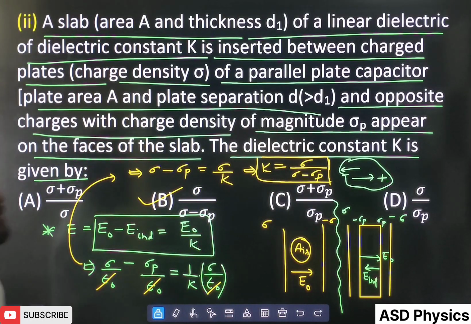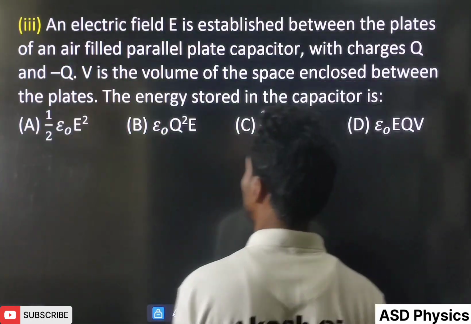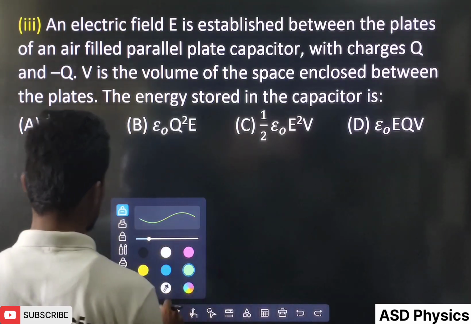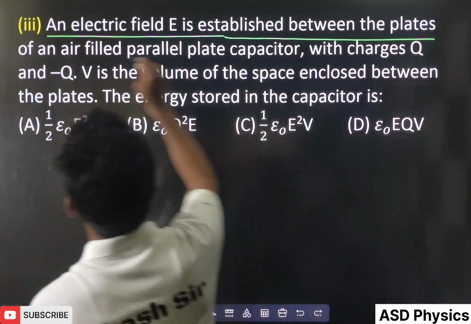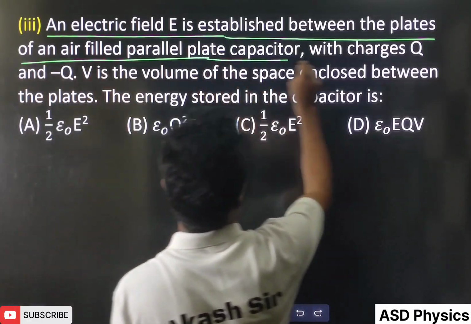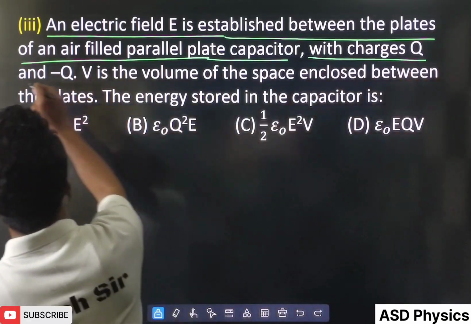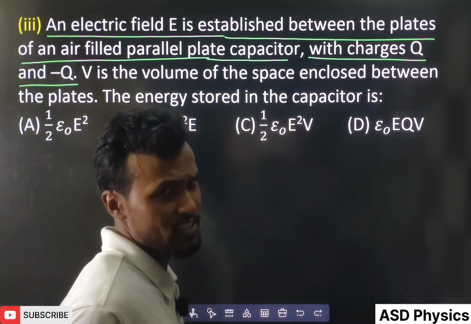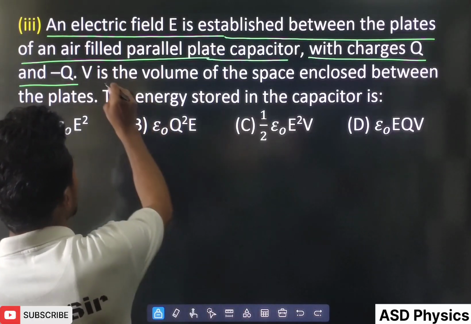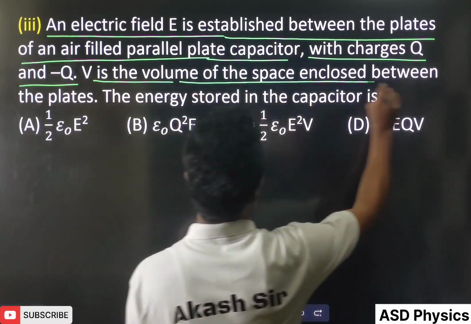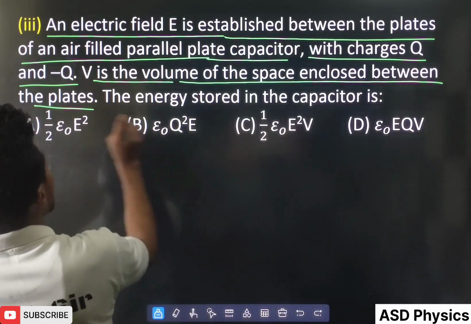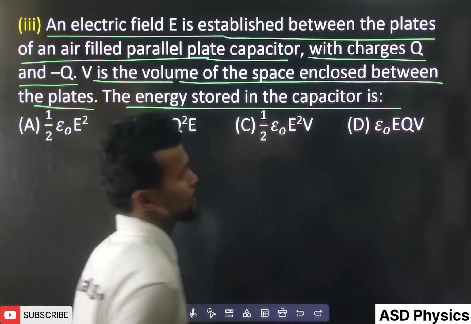Okay, great. Now students, let's move to the next question. This is a direct question. What is the question? An electric field is established between the plates of an air-filled parallel plate capacitor with charge Q and minus Q. One plate has charge plus Q and the other has charge minus Q, two plates involved. You will get that in the case study data. V is the volume of the space enclosed between the plates. The energy stored in the capacitor is how much here?